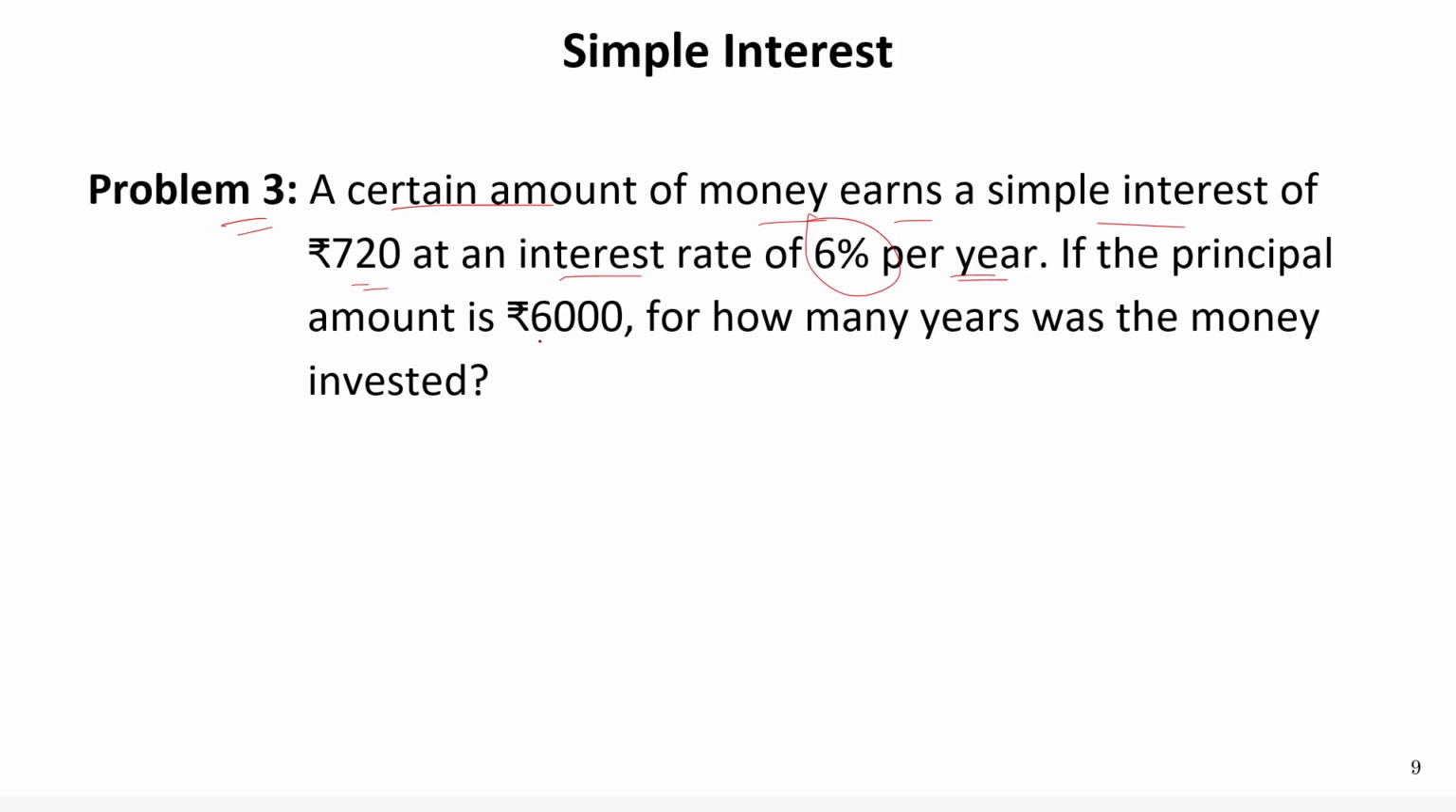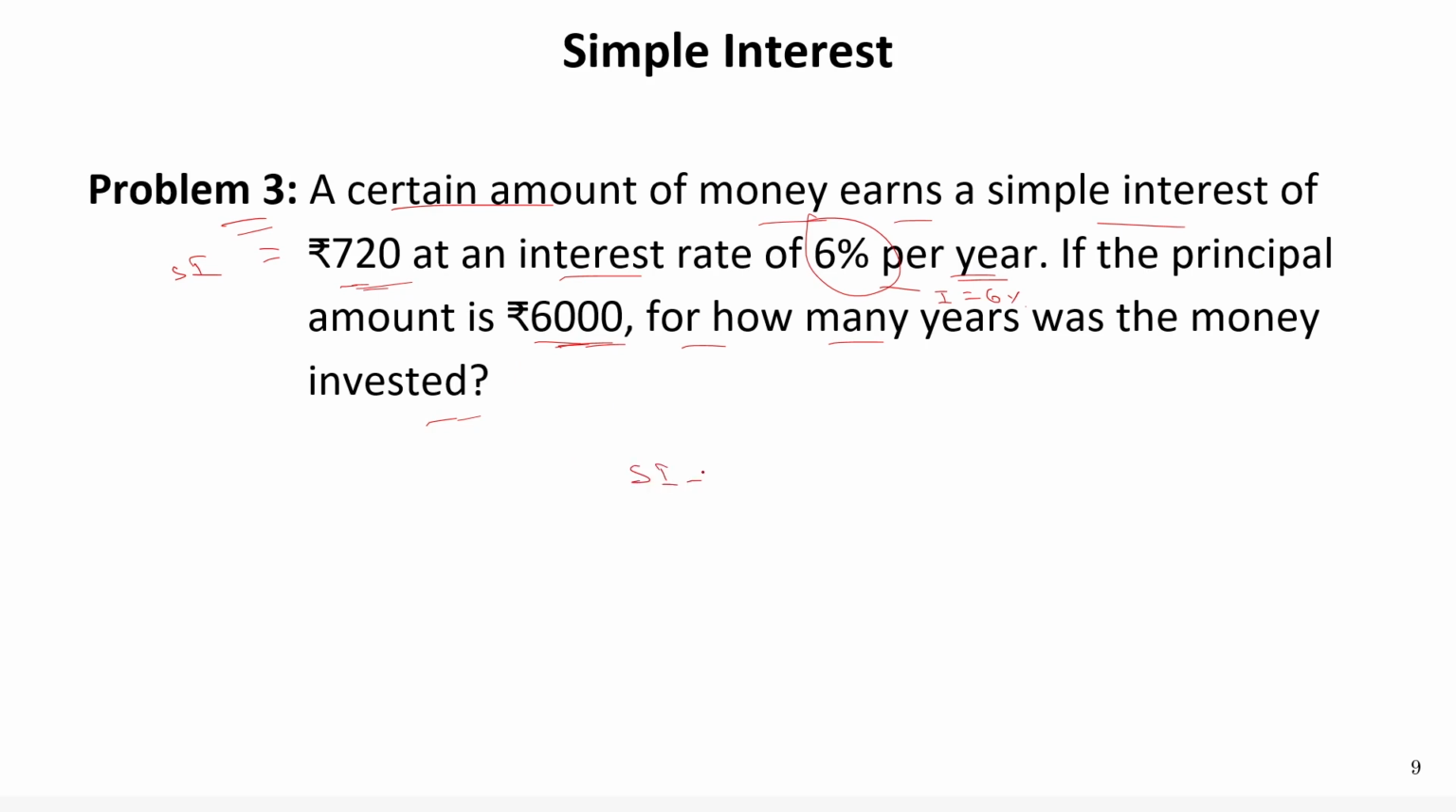So if the principal amount is 6,000, for how many years was the money invested? A certain amount of money earns a simple interest of 720 at an interest rate of 6%. So SI is given to us, and the interest rate I is equal to 6% is given to us. The principal amount P is given to us.